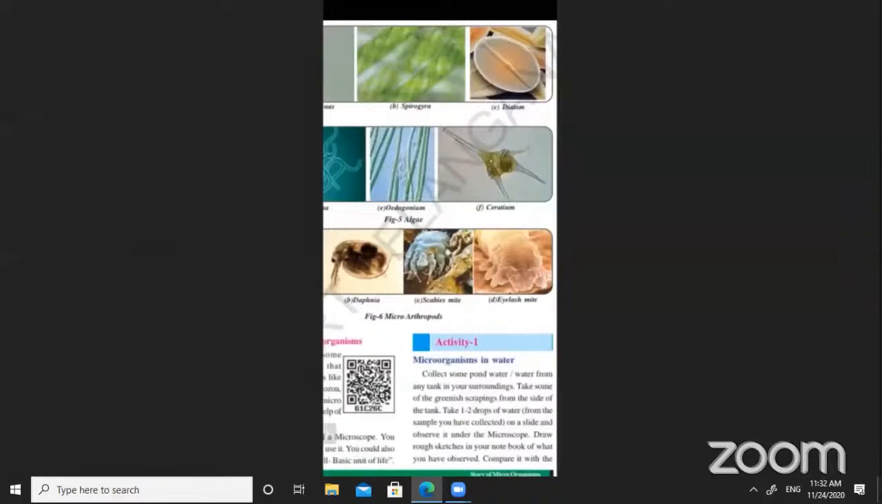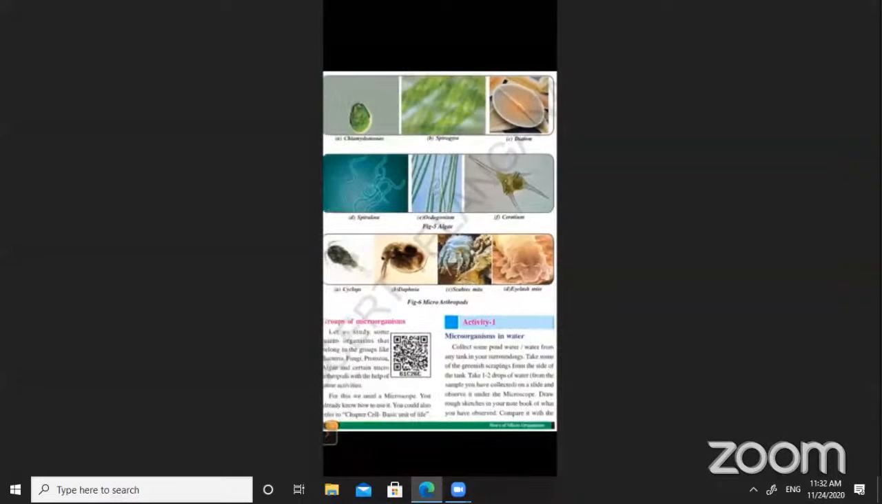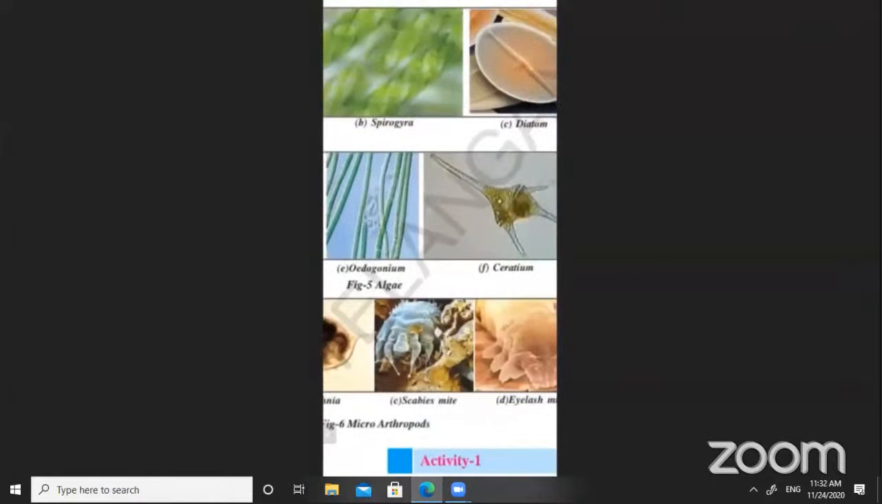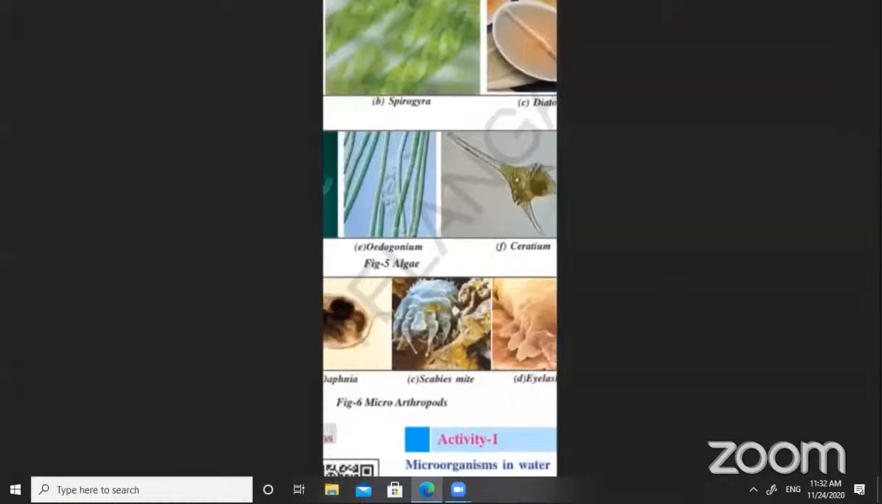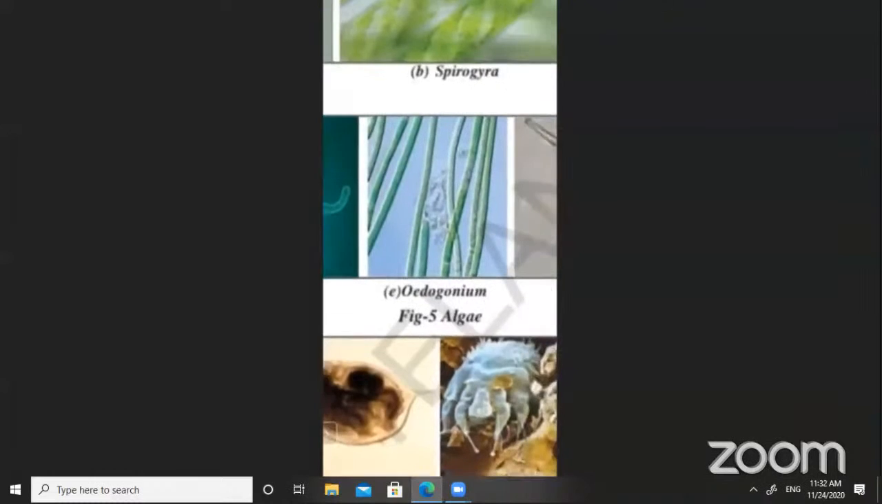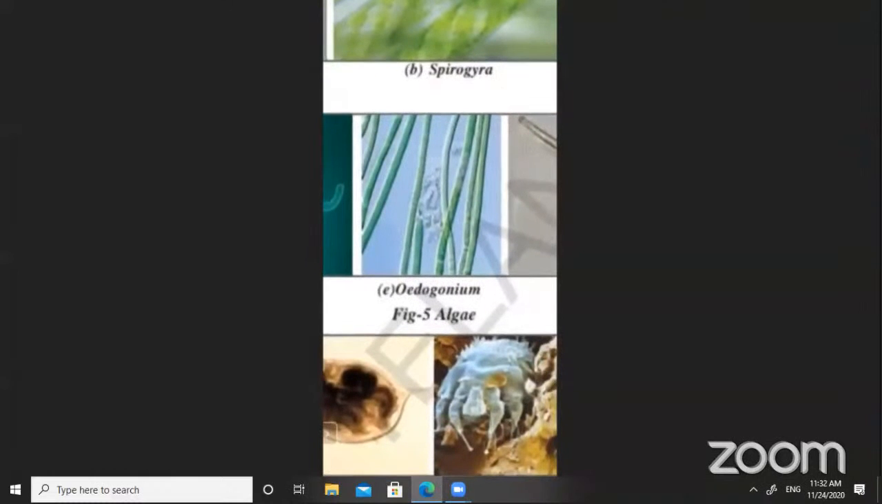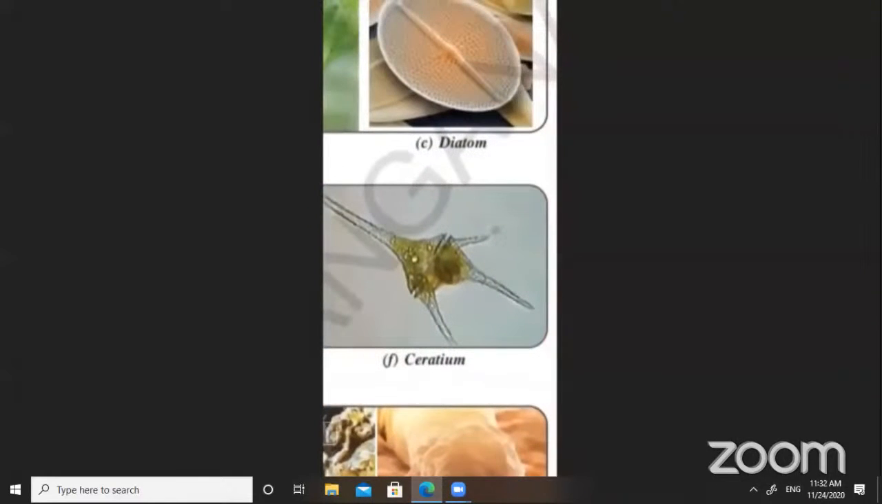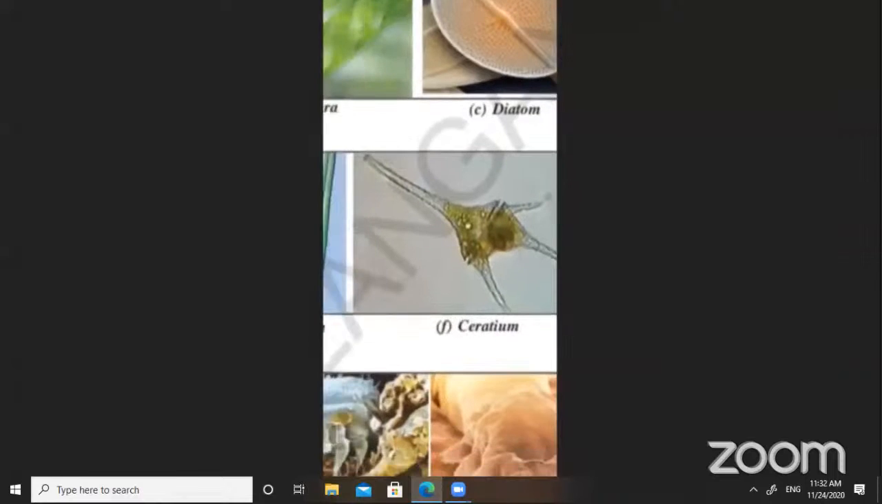Let us recall once again figure number 5 and figure number 6, algae and microarthropods. Figure number 5, algae. A, Chlamydomonas. B is Spirogyra. C is Diatom. D, Spirulina. E, Oedogonium. And the last one, F, Serratium.